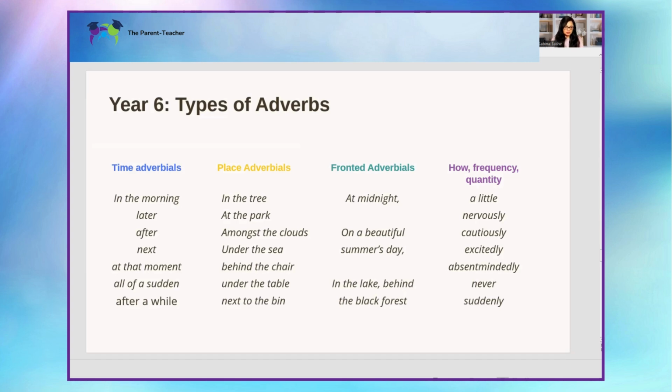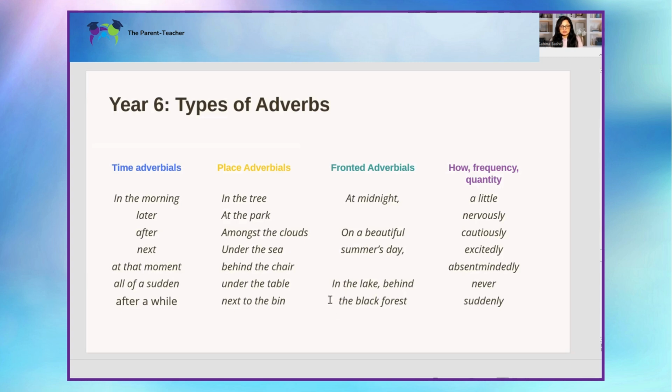So we have time adverbials: in the morning, later, after, next, at the moment, all of a sudden, after a while. And then place adverbials: in the tree, at the park, amongst the clouds, under the sea, behind the chair, under the table, next to the bin. We have the fronted adverbials: at midnight, on a beautiful summer's day, in the lake behind the Black Forest. And you can see from the fronted adverbials, they have to start with capital letters.